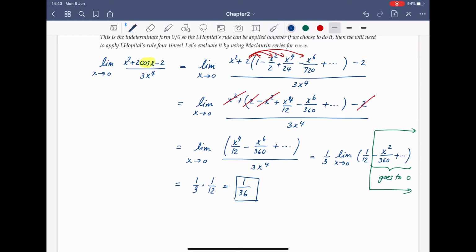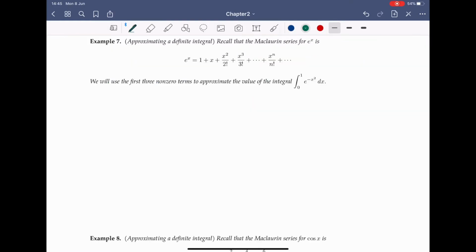So now let's move to example 7. The next application is dealing with integration. Sometimes when you see a term that is impossible to integrate, you can just approximate it by using Taylor series. So example 7, suppose that you want to compute the integral of e to the negative x squared dx, from 0 to 1. How do you compute this thing?